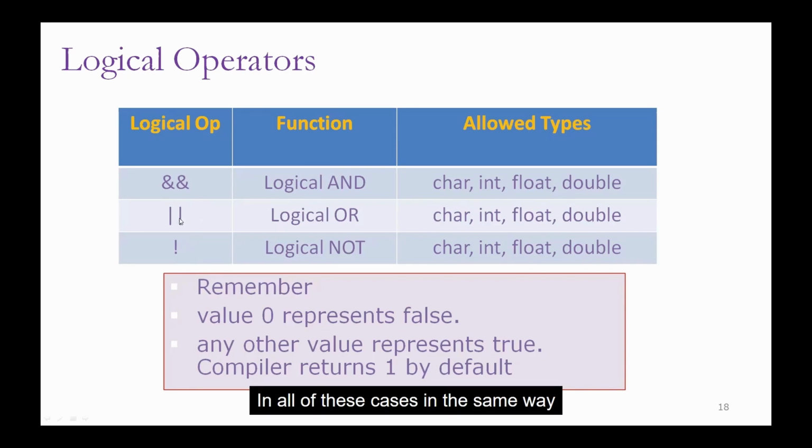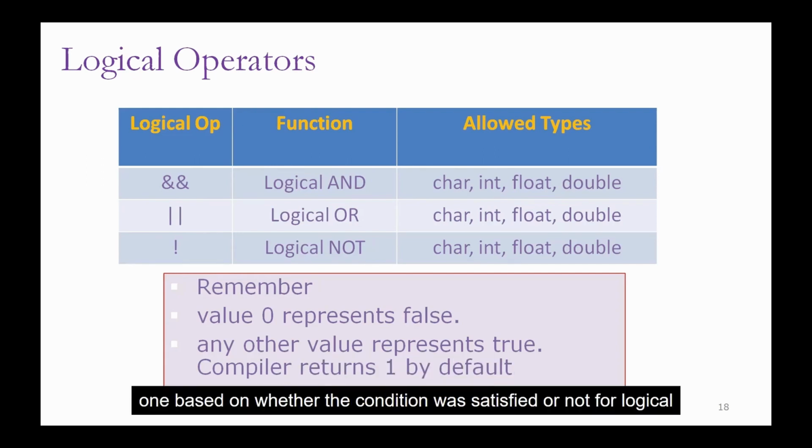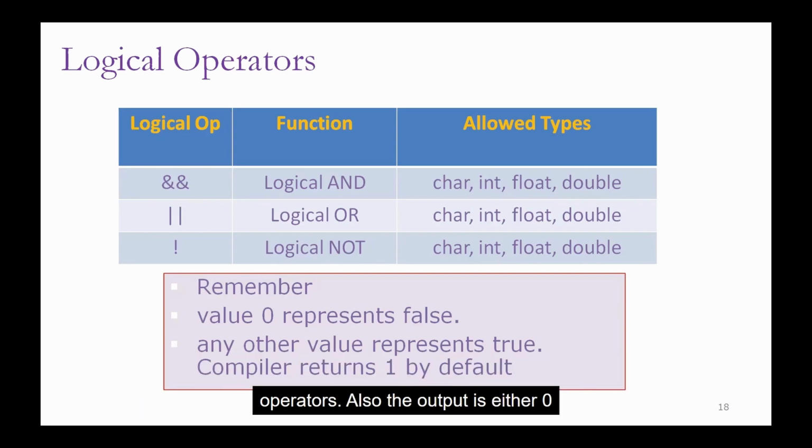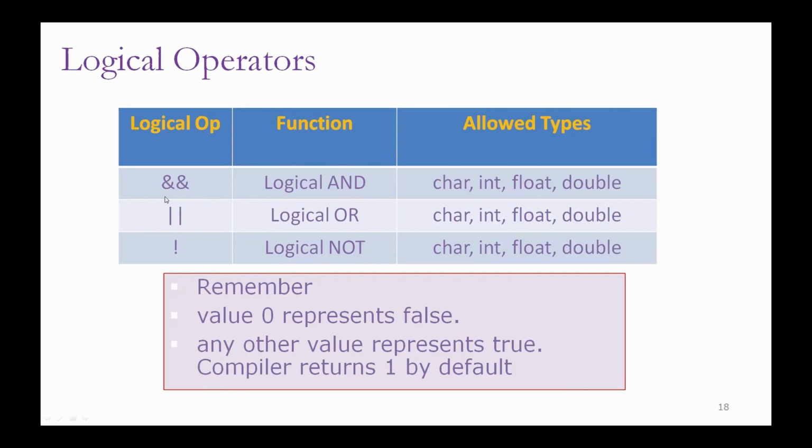In all of these cases, in the same way that you had the relational operators return either 0 or 1 based on whether the condition was satisfied or not, for logical operators also the output is either 0 when the logical operation fails or is false, and it returns any other value to represent true, but the compiler returns 1 by default.